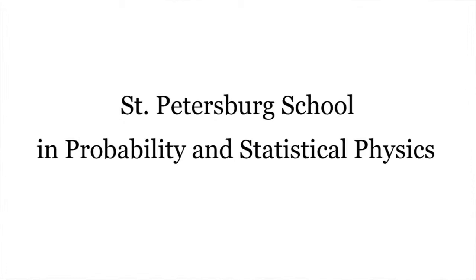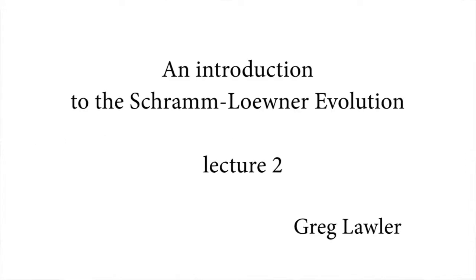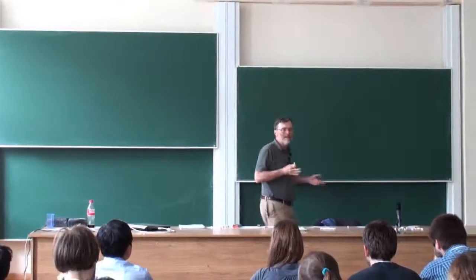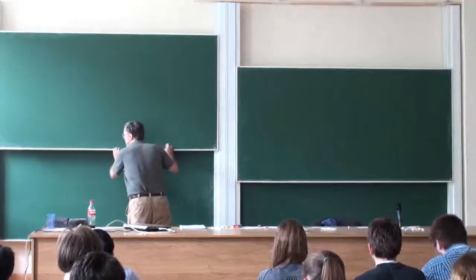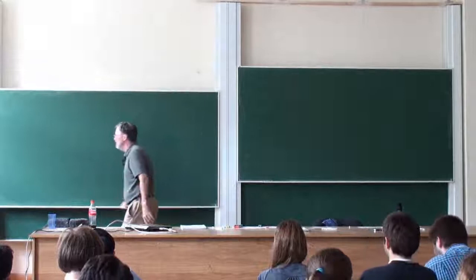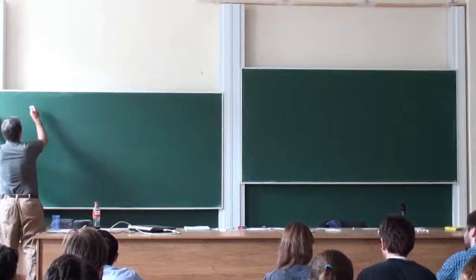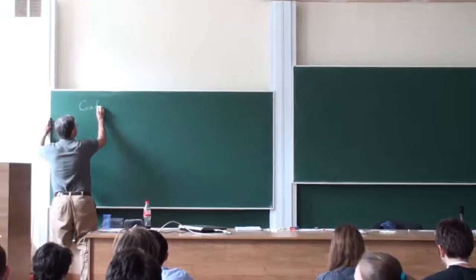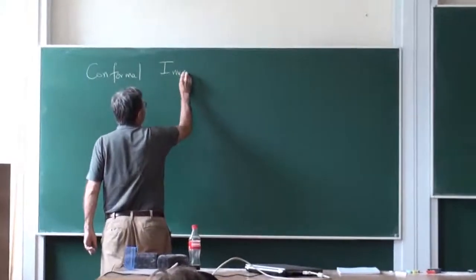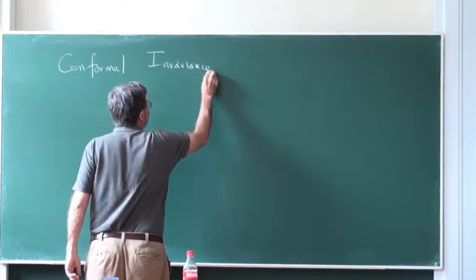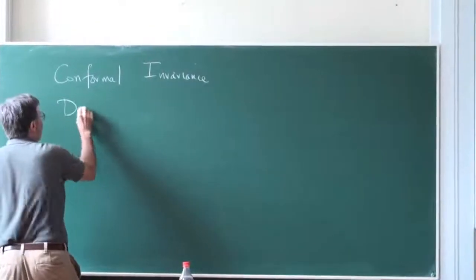So yesterday I gave you a discrete model that we're looking at to try to think of the limit of, actually a couple of discrete models. Today we're going to be essentially all continuous, trying to find a continuous model that satisfies this. So the two ingredients are conformal invariance and domain Markov property.